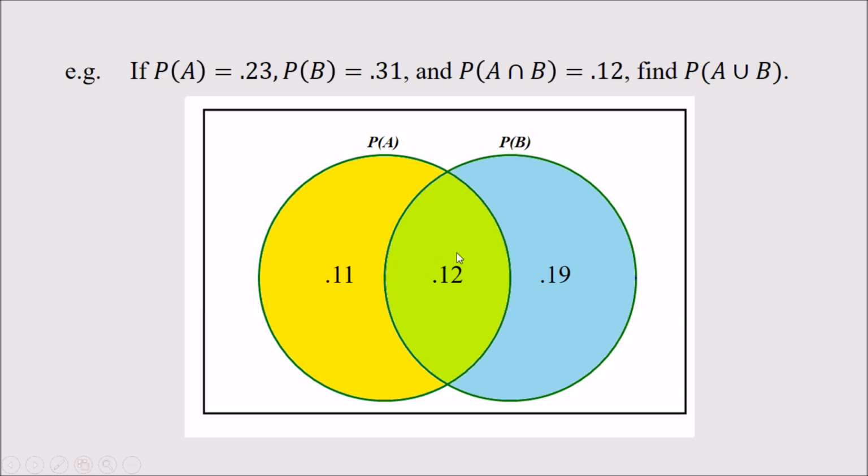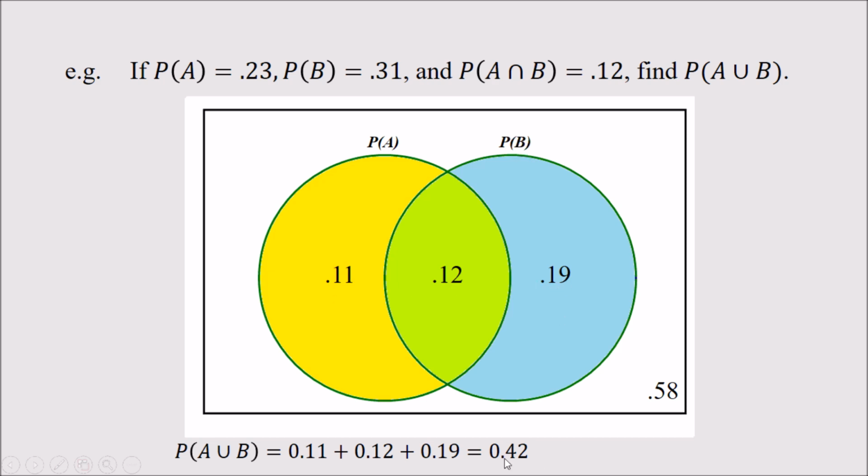The 0.12 is the probability that they both occur, and since all four of these numbers have to total 1, which is the entire universe or sample space, then the probability of neither event A nor event B occurring would be 0.58. We really didn't need to find that though to answer the question. Find the probability of A union B. It's just the sum of those three numbers, 0.11, 0.12, and 0.19. It's the yellow plus the green plus the blue.